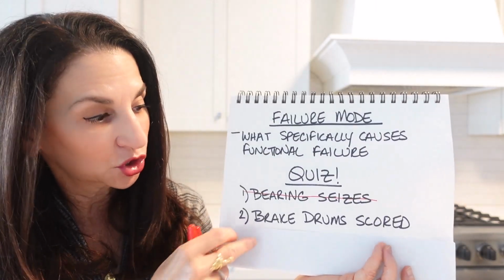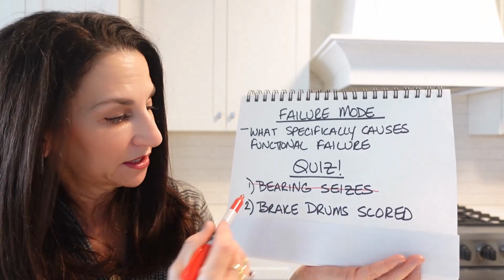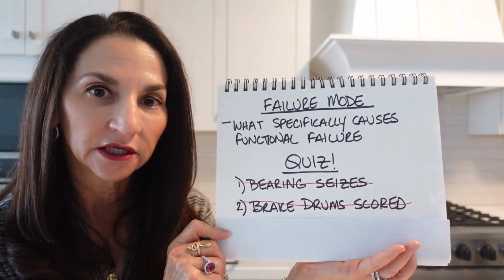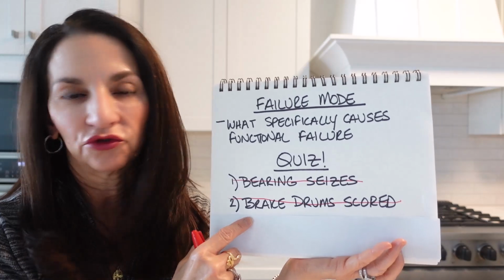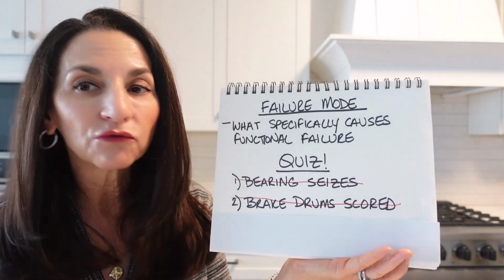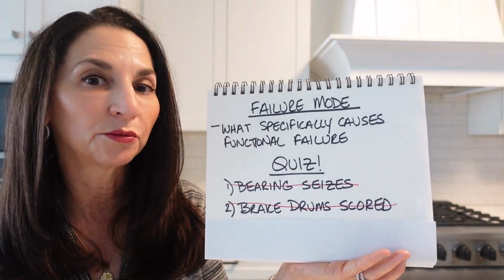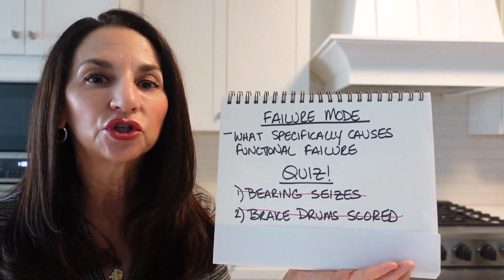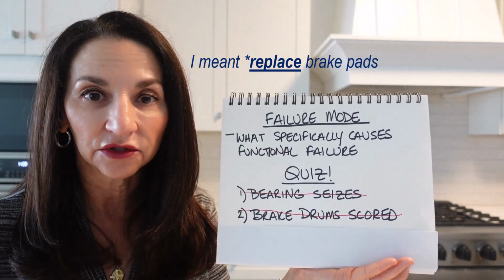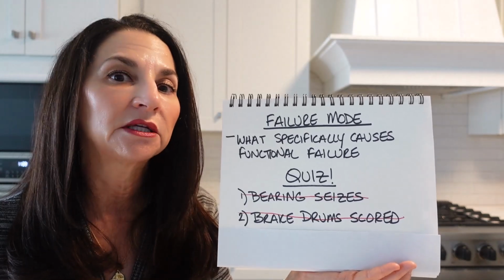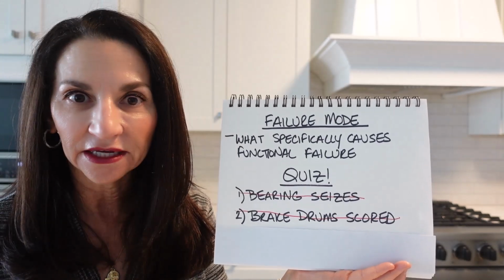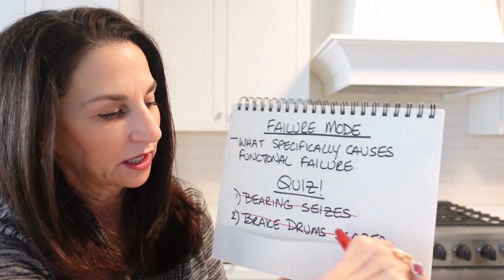Brake drums scored. Okay, I would say no to this one as well. See, brake drums scored is also a failure effect. So what specifically causes the brake drums to be scored? Well, brake pads wear due to normal use. See, if I write my failure mode as brake pads wear due to normal use, that road will lead me to determining if I need to replace my brake pads on a scheduled interval, or if I maybe need to do CBM, some condition-based maintenance, and measure them every so often and only replace them when they need it. Let's look at the third one.